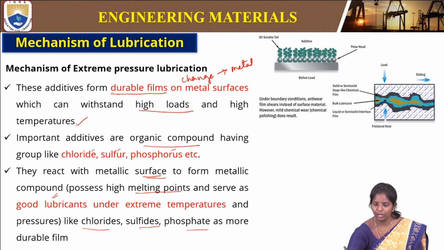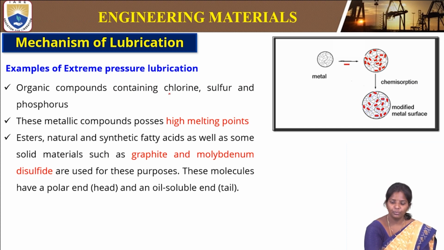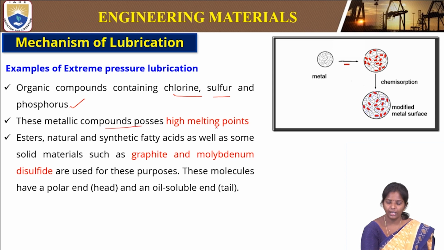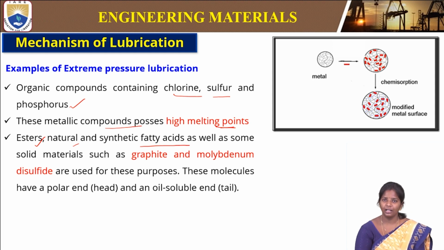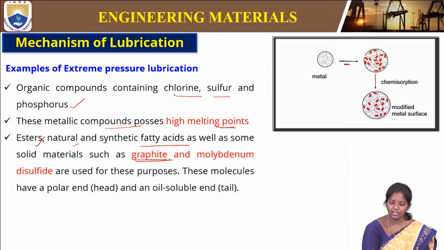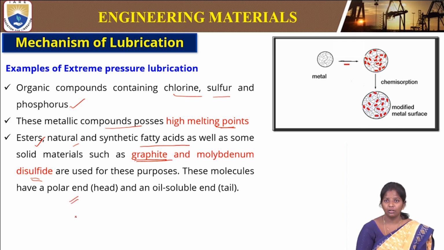If you see, this is a polar head additive. When it is added, it forms a soapy film. Here you can see organic compounds containing chlorine, sulfur and phosphorus form compounds with high melting points. Examples are esters, and natural and synthetic fatty acids. Among solid materials, graphite and molybdenum disulfide are used for these purposes. These molecules form a polar head and an oil soluble tail.